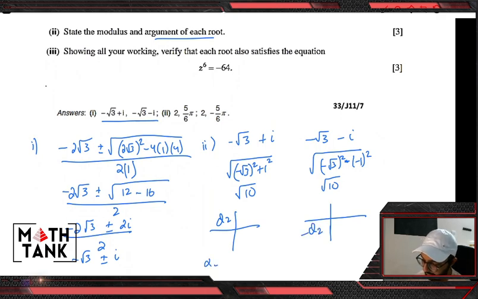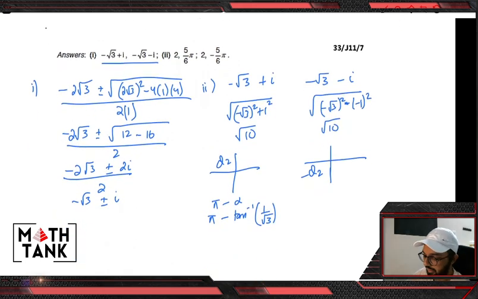So this is going to be simply pi minus alpha, like in trigonometry, and alpha is basically tan inverse of 1 over root 3, tan inverse of y over x. So tan inverse of 1 over root 3 is pi over 6, so that gives me 5 pi over 6.